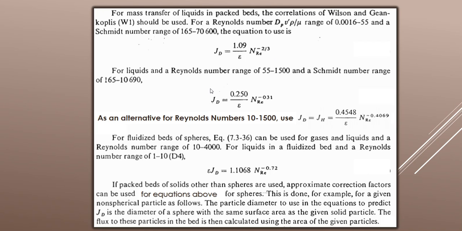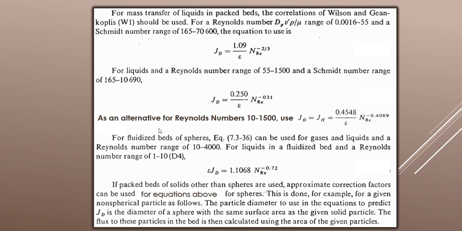Now, if the Reynolds number, on the other hand, is in the range of 55 to 1,500, now this one is bigger than the first one on top, and the added condition is that the Schmidt number range is 165 to 10,690. So if you notice, the Reynolds number here is high, but the Schmidt number is only very low because it's only until 10,690. We are to use a different expression for the dimensionless factor J sub D.